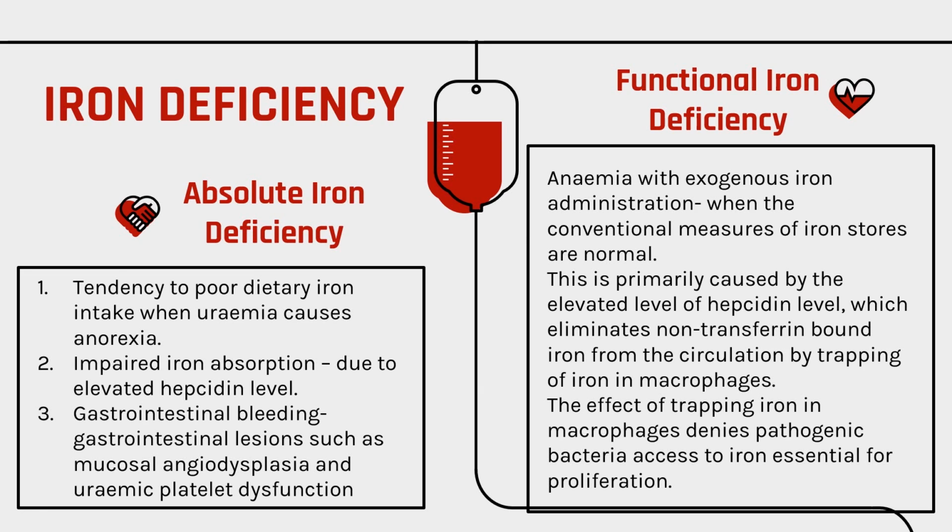Next, functional iron deficiency refers to the observation that patients usually will have anemia despite exogenous iron administration when the conventional measures of iron stores such as serum ferritin, transferrin saturation, and bone marrow iron staining are normal. This is primarily caused by the elevated level of hepcidin, which eliminates non-transferrin bound iron from the circulation by trapping iron in macrophages. The effect of trapping iron in macrophages denies pathogenic bacteria access to iron essential for proliferation.